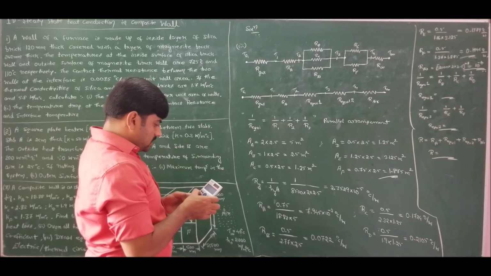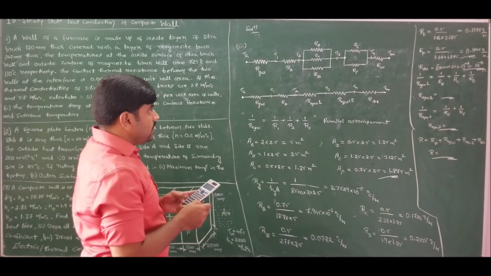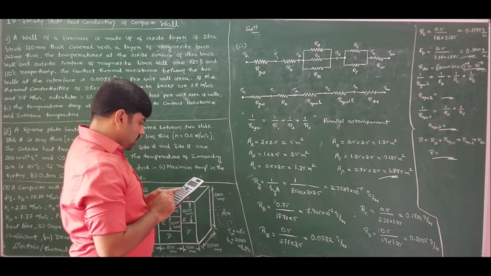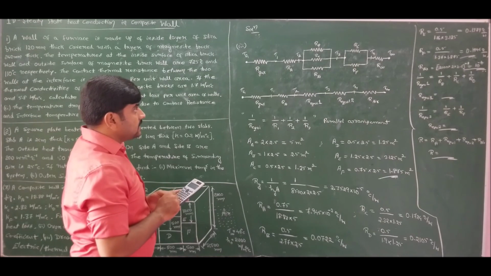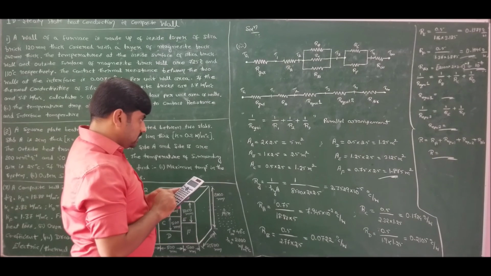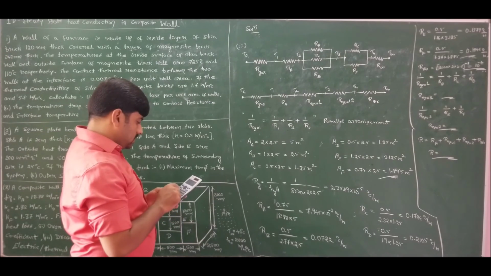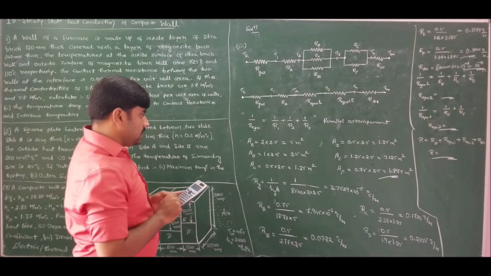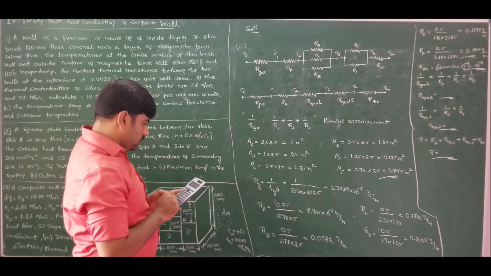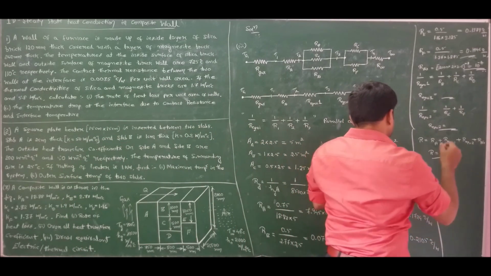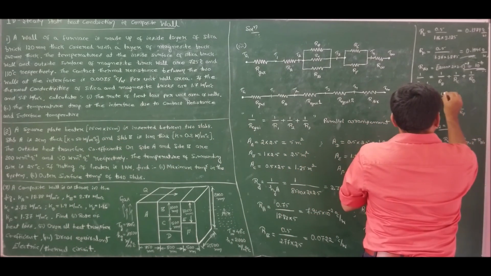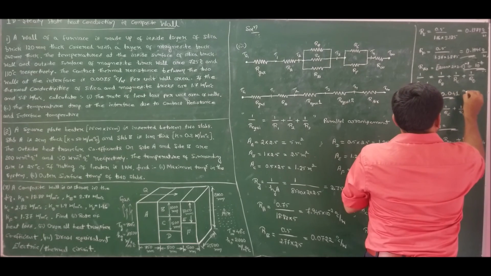So now let us find the equivalent resistance. 1 by R equivalent 1 is equal to 1 by RB, RB is 0.0722, plus 1 by RC, RC is 0.1724, plus 1 by RD, RD is 0.2105. If I solve, I will get R equivalent 1 as 0.041 degree Celsius per watt.